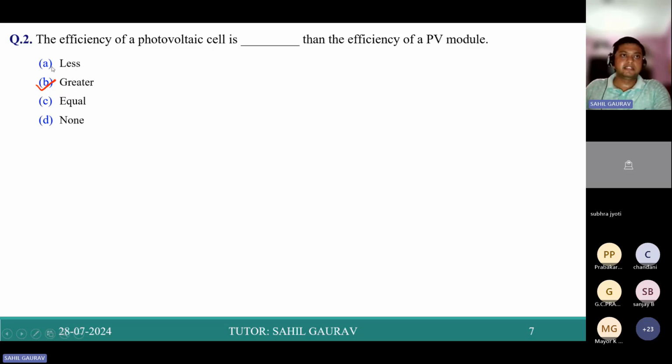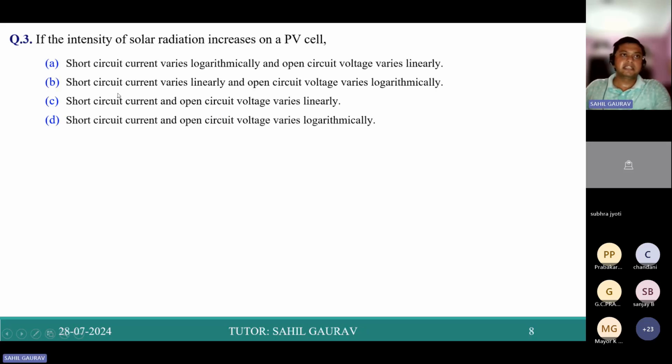So this is the reason that the efficiency of a photovoltaic cell is greater than the efficiency of a PV module. Now coming to the next problem: if the intensity of solar radiation increases on a PV cell, then A option, short circuit current varies logarithmically and open circuit voltage varies linearly. B option is short circuit current varies linearly and open circuit voltage varies logarithmically. C option is short circuit current and open circuit voltage vary linearly. And D option is short circuit current and open circuit voltage vary logarithmically.